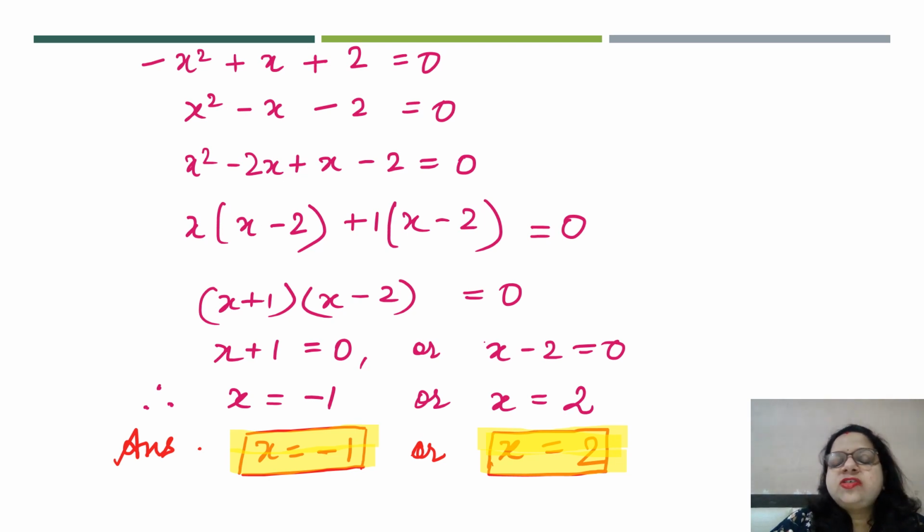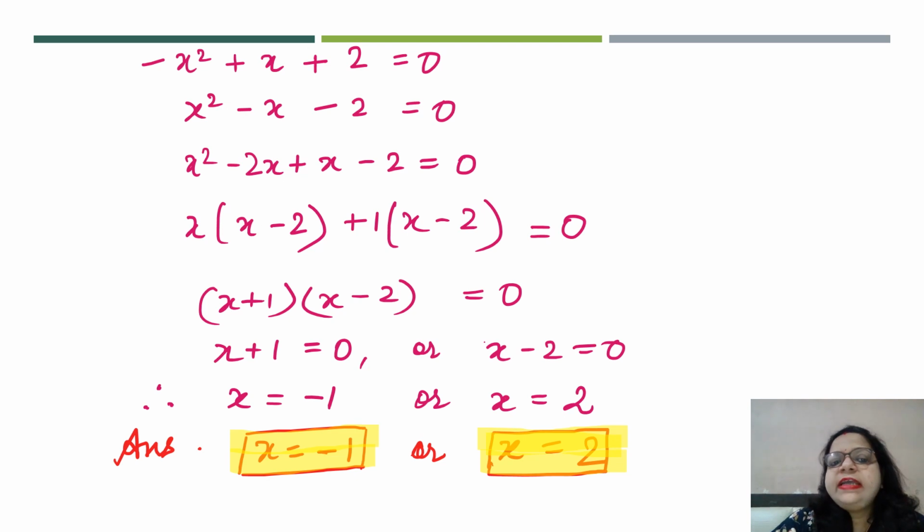So we will take minus 2 and plus 1. x square minus 2x plus x minus 2 is equal to 0. See, minus 2 into plus 1 is equal to minus 2, and minus 2 plus 1 is equal to minus 1. So we are getting the sum rule also and the product rule also. Understood, children? I hope you have understood that we have to multiply. When we multiply we have to get the answer as minus 2, and when we add we have to get the answer as minus 1.